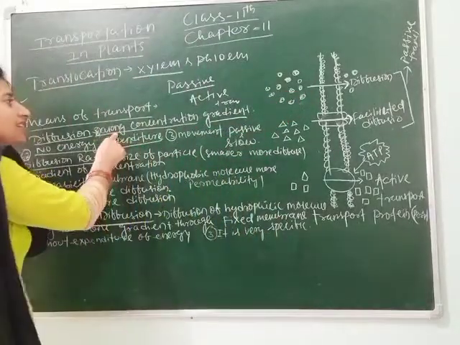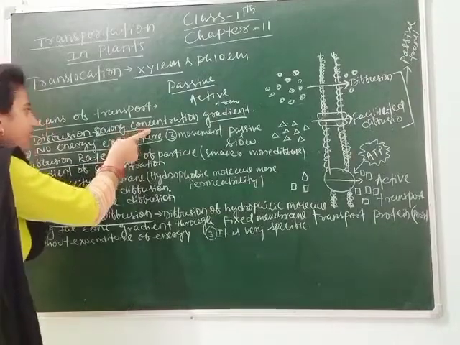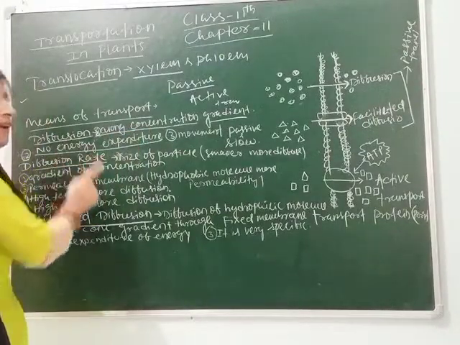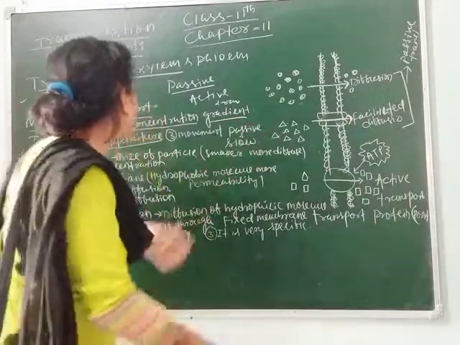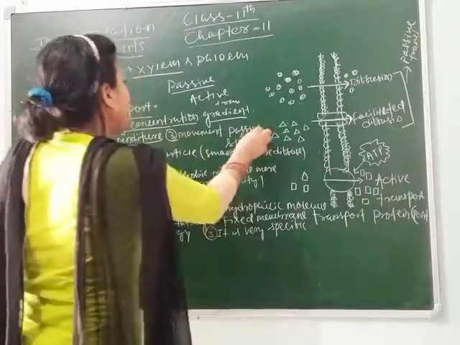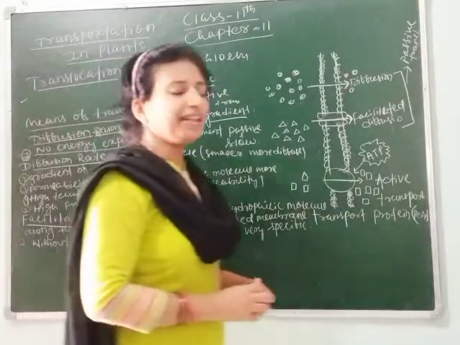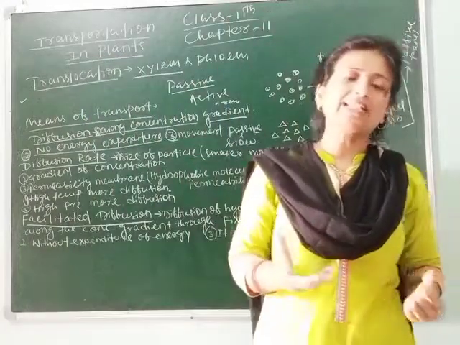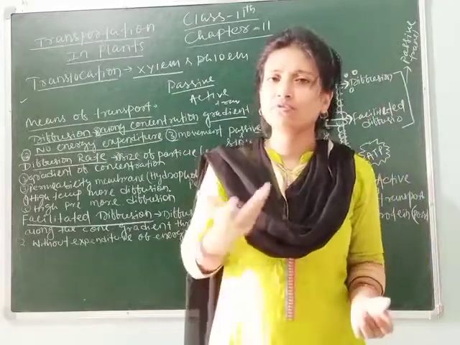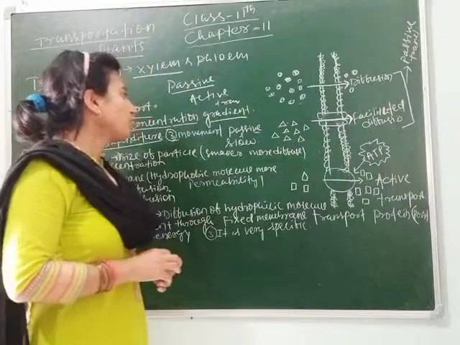So these are the three criteria followed by diffusion. First is along the concentration gradient, means diffusion occurs along the concentration gradient. Second one is no expenditure of energy, as I explained you now. And third is movement is passive and slow. You know what is passive? Passive means there is no use of energy. So passive and slow. And this movement is slow.